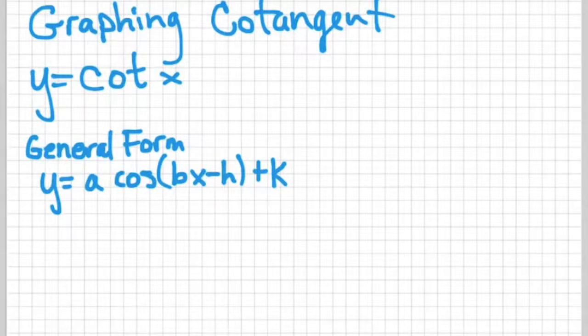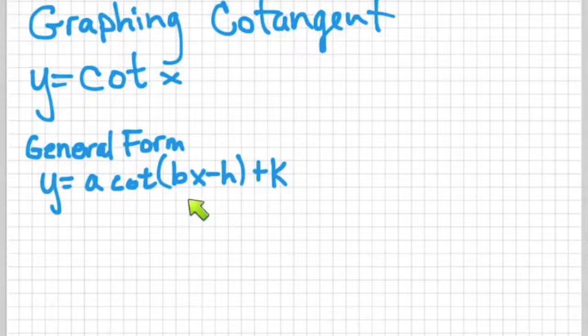let me adjust that, cotangent here, it's going to be just like every other trig function we've been working with. It's going to be a times the sine, or cosine, or tangent, or whatever it's going to be. In this case, it's going to be a cotangent of bx minus h plus k. Remember, when we were discussing this in class, we made it a point to talk about that the order of the letters didn't really matter.